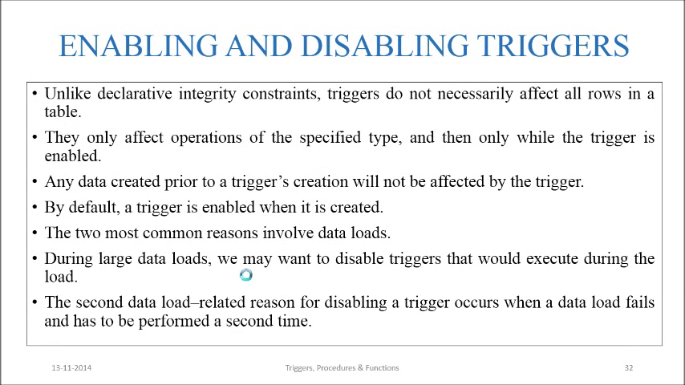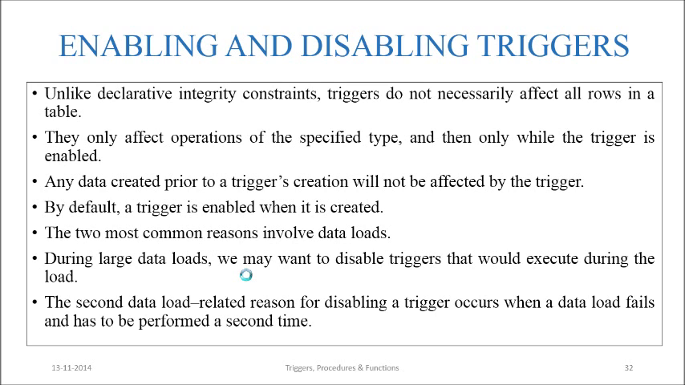So, enabling and disabling the triggers. Declarative integrity constraints are enabled and enforced for every row possibly in the table. But triggers are not necessarily applied to all the rows in the table. They are affected only for the specified type and only when they are enabled. By default, a trigger is enabled when it is created, and any data prior to the trigger's creation will not be affected by the trigger.